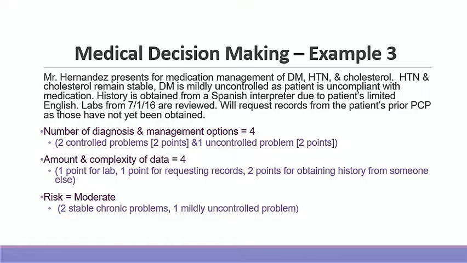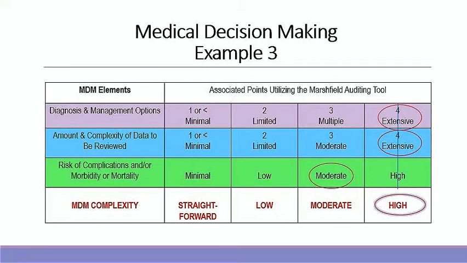Under risk in our presenting problems, the patient has 2 stable chronic illnesses and 1 chronic problem that is mildly uncontrolled or progressing. This would give us a moderate level of risk. When we apply our third example to the medical decision-making table in the auditing tool, we would circle 4 points under diagnosis and management options, 4 points under the amount and complexity of data to be reviewed, and moderate risk.